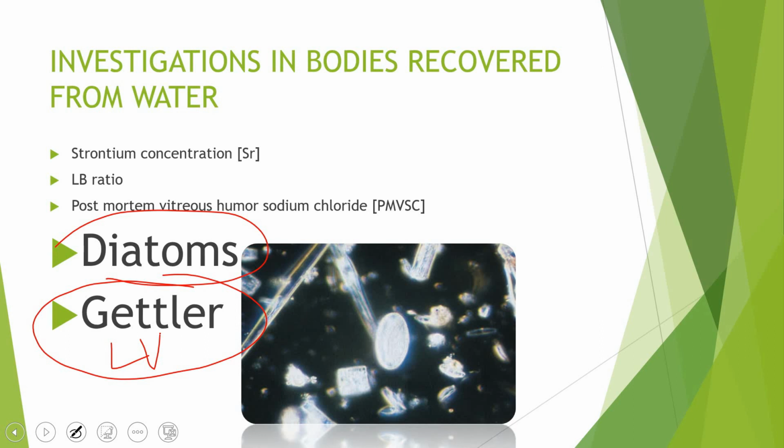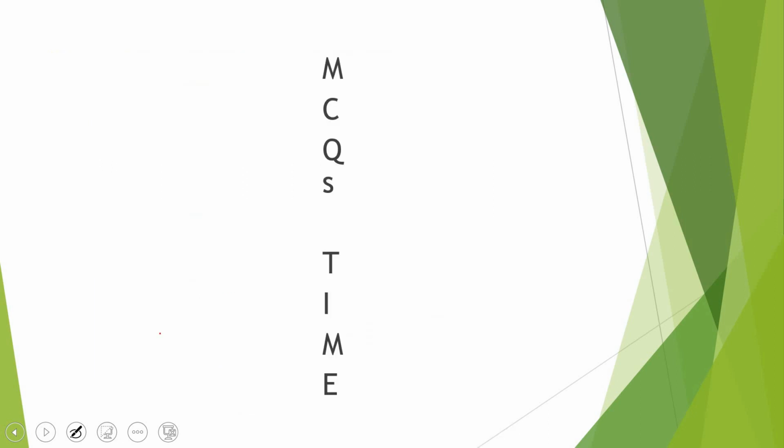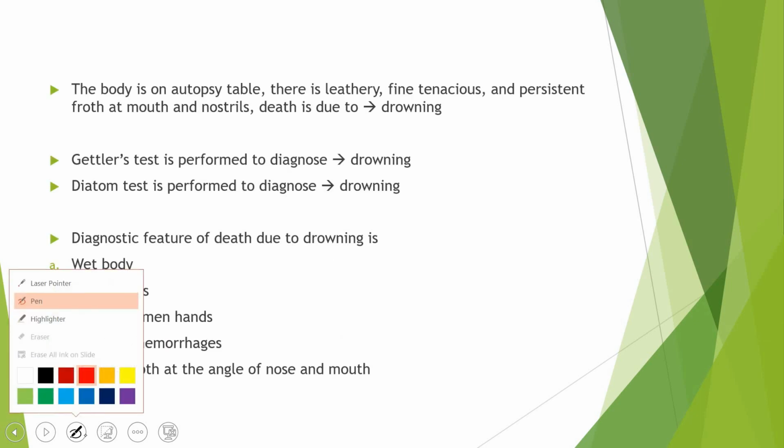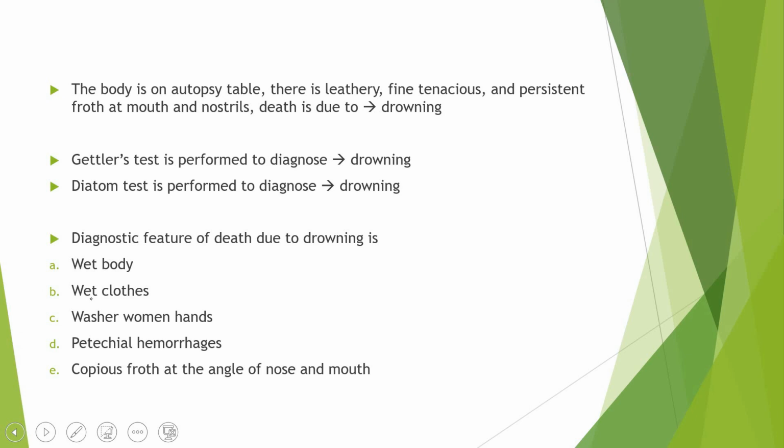And now we move on to the MCQs. And there are quite a bit of MCQs from this topic in the KMU past papers. Here are some of these. The first one is, the body is on the autopsy table and there is leathery, fine, tenacious and persistent froth at mouth and nostrils. Then that is due to drowning. This is the correct answer. I did not bother to mention the other choices here.